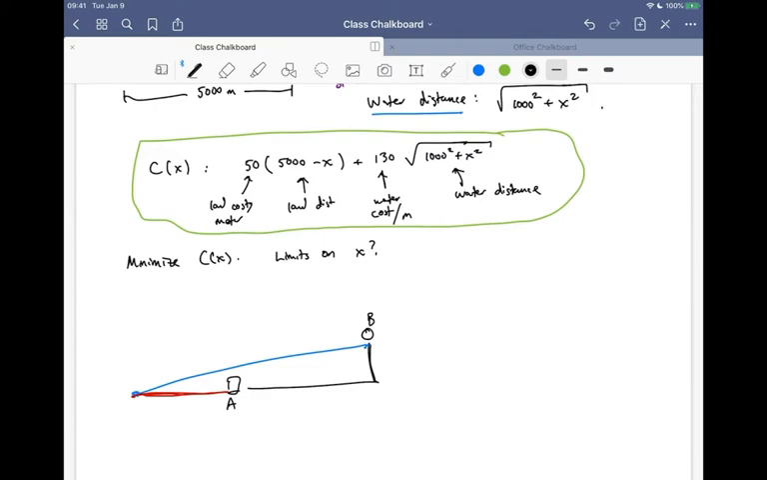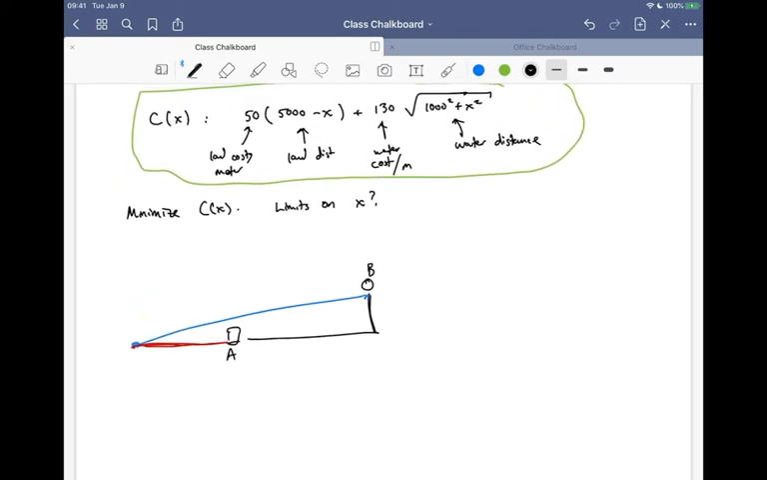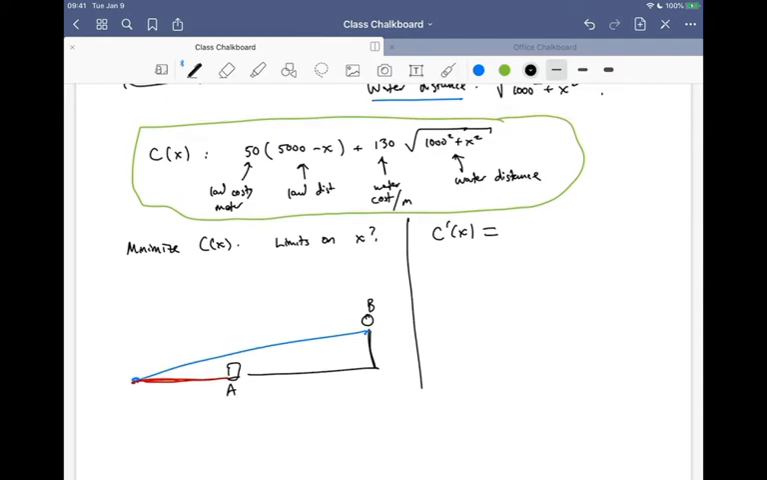We need to optimize that thing. All right. Well, how do we optimize a function? Let's take its derivative. Wouldn't that flip that aspect of the cost function if x is greater than 5,000? Yes. So if x is greater than 5,000, we would have to change the cost function because this term here would become negative, and that doesn't make sense.